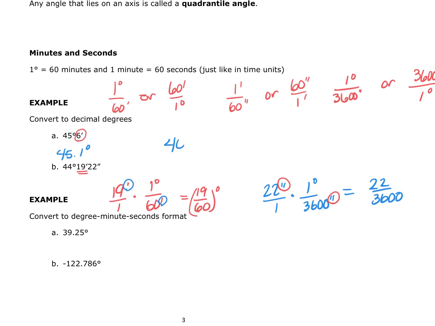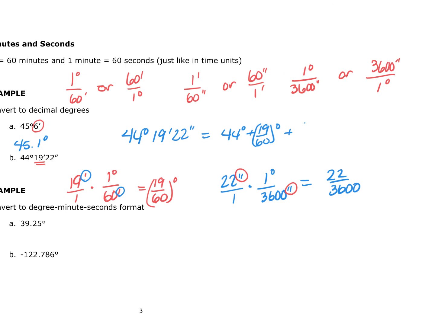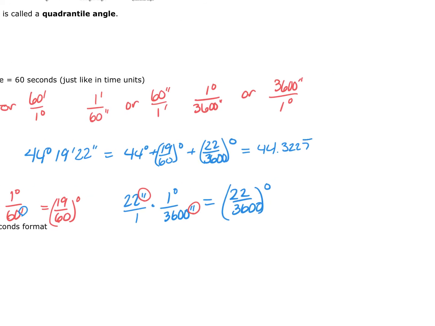I have 44 degrees, 19 minutes, 22 seconds is equal to 44 degrees plus the 19 over 60 degrees plus the 22 over 3,600 degrees. So I'm going to get my calculator out, and then I'm just going to add up all of these numbers, and that's going to tell me what it is in terms of degrees. I'm going to put that in my calculator. I'm going to get 44.3227 and a bunch of sevens repeating. And that's in degrees.